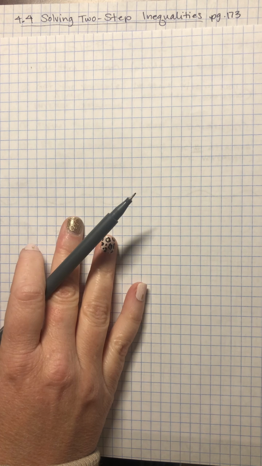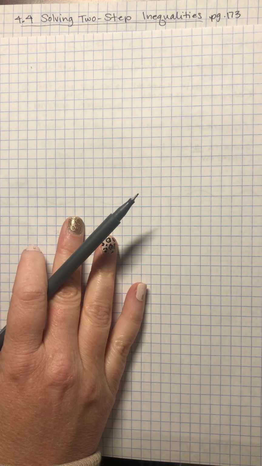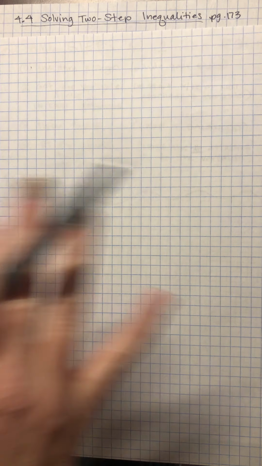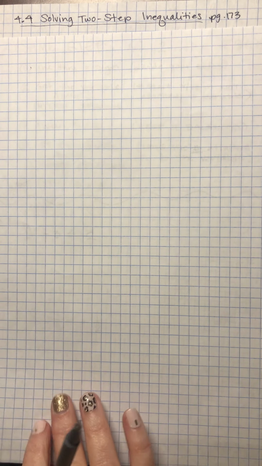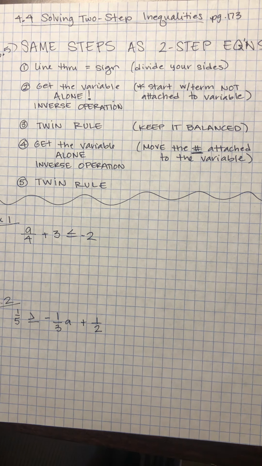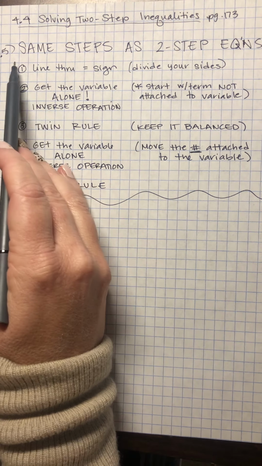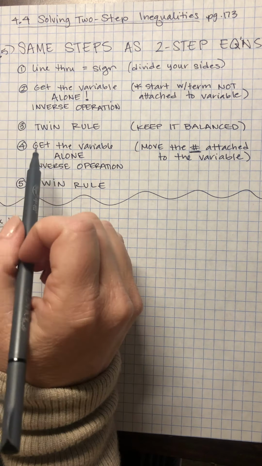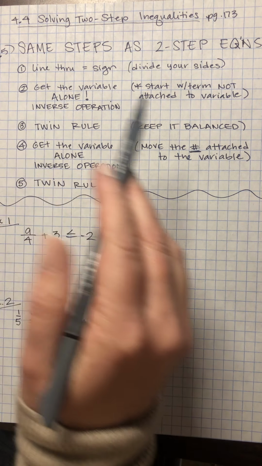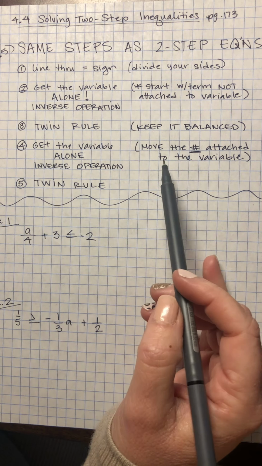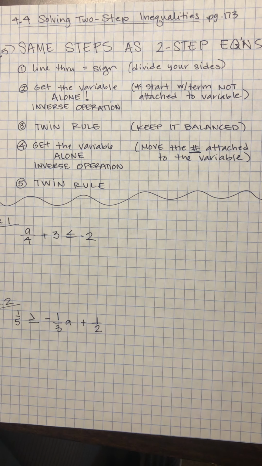If your notes are handy from the last chapter, I pulled the steps right from 3.5. If you want to pause and copy them, you can write them shorthand. You don't have to write them out exactly the same as I did, but I am going to read them, just to remind us about all the rules for two-step equations. These are the same steps as two-step equations, from lesson 3.5 if you wanted to look it up.